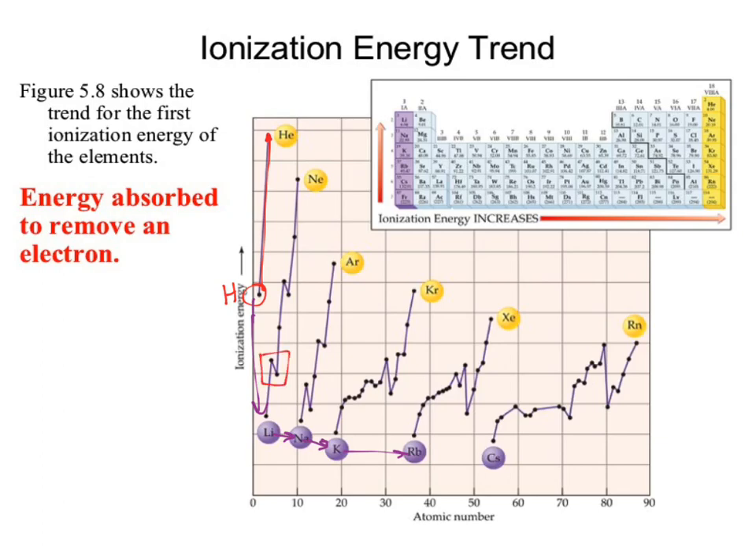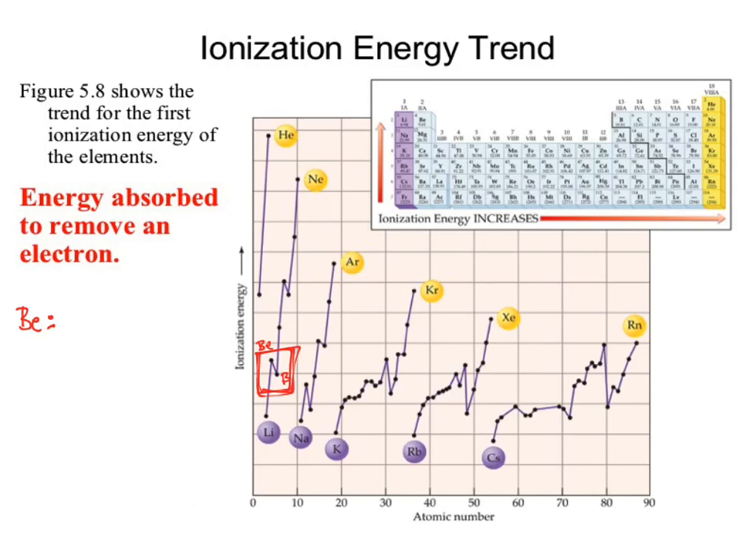What elements are happening within that red box? We're looking at beryllium to boron. Notice the ionization energy decreased. But that's left to right. It should increase. Why? What's the electron configuration for beryllium?